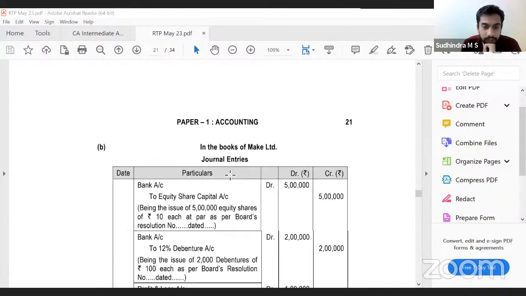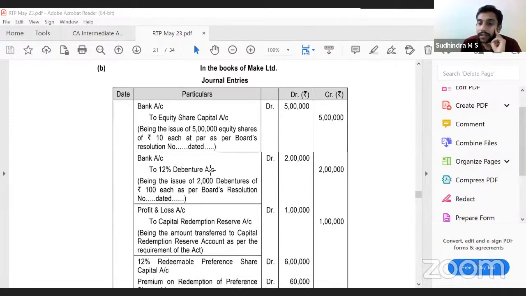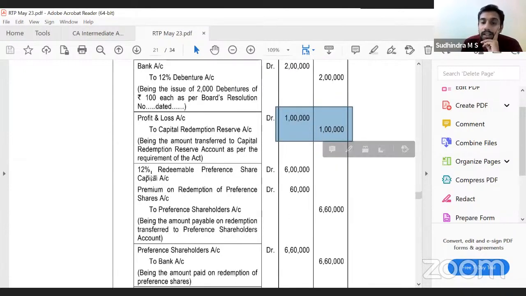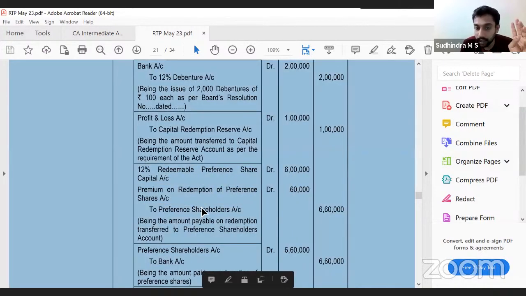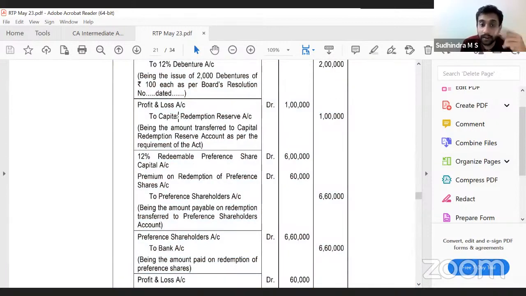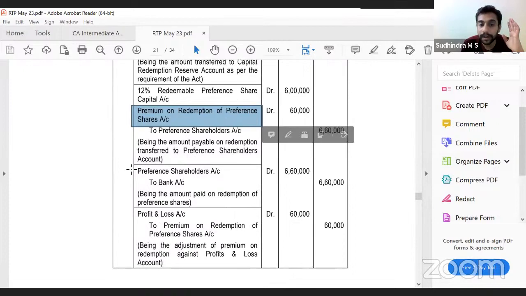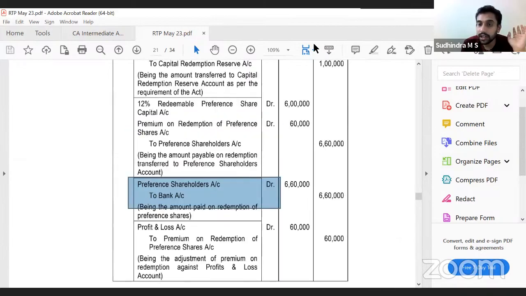If you look into the answer, first issue of equity shares, bank account debit to equity share capital 5 lakh. Bank account debit to 12% debentures, issue of debentures, both were at par. Then creation of CRR, P&L account debit to CRR, 1 lakh rupees. That difference that we got. Then due entry for redemption, 12% redeemable preference share capital account debit, premium on redemption of preference shares account debit to preference shareholders account. Then we have already created CRR. Then what was the third entry? Write-off of premium, P&L account debit to premium on redemption of preference shares. Last one, payment entry, preference shareholders account debit to bank account.